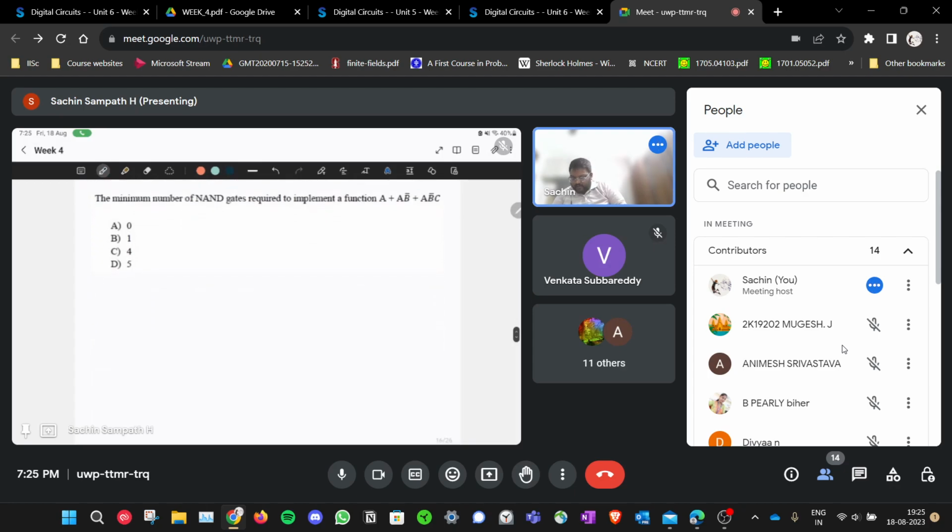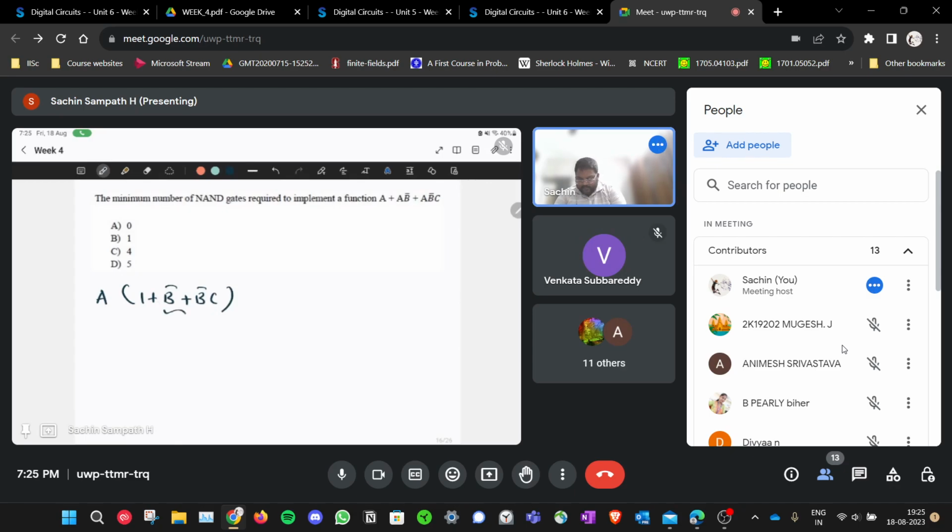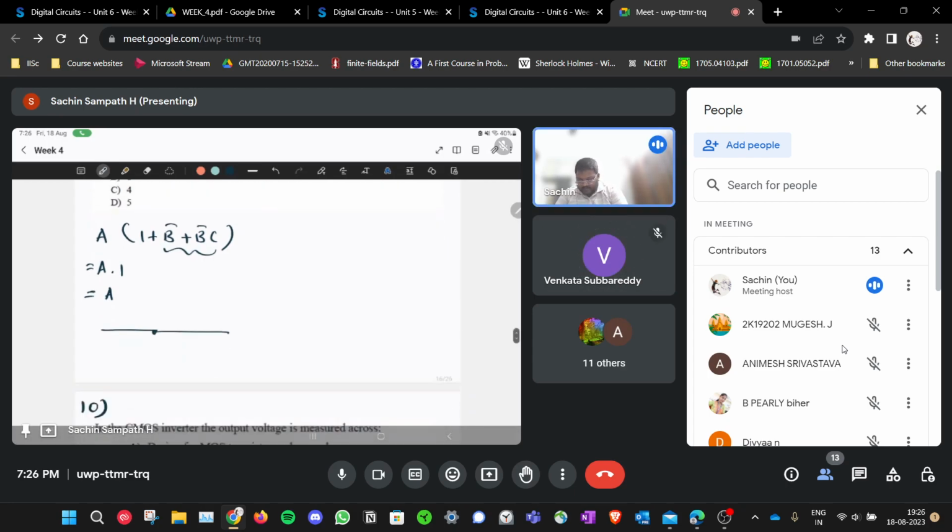Minimum number of NAND gates required to implement a function. You can take A common, you get A into (1 plus B bar plus B bar C). 1 plus any literal is just 1, anything else is 1. So this is A and 1, which is nothing but A. So if someone gives you an input A, and you want to get the output as A, what do you do? Nothing, you can simply give it back to them.